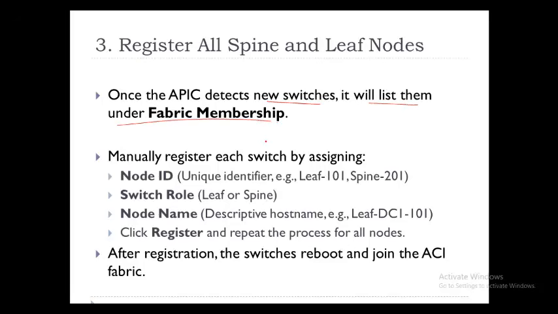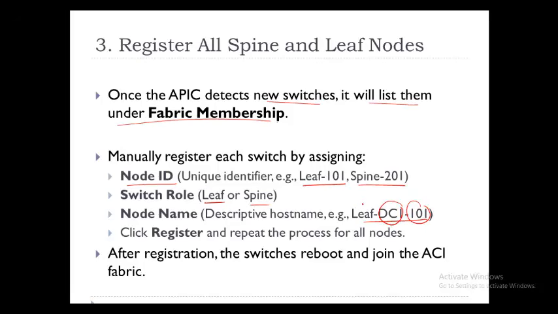And then you also need to define the role. Is this a leaf or a spine? After giving a name, the role also needs to be picked by us. This is a part of DC1 and it is a leaf. And then click register. Do this for every single node, leaf and spine. After registration, the switch will reboot and join the ACI fabric.